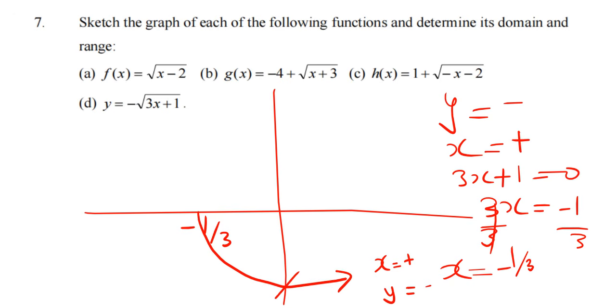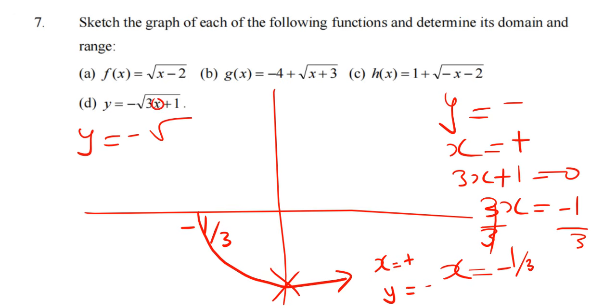Now I'm supposed to find that point. That is the y-intercept. On the y-intercept, x is equal to 0. So put a 0 here. So what are you going to have? You're going to have y is equal to negative. This is 0. 0 plus 1 is a 1.